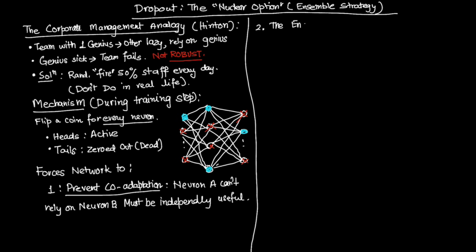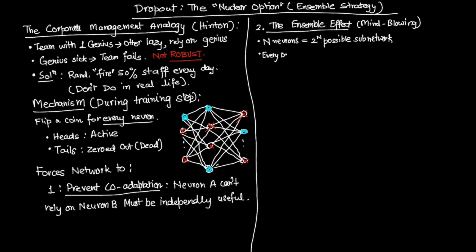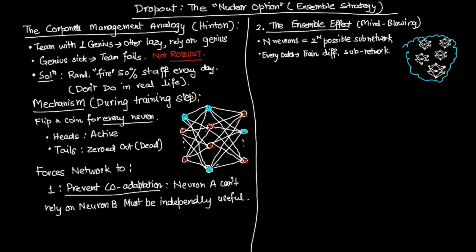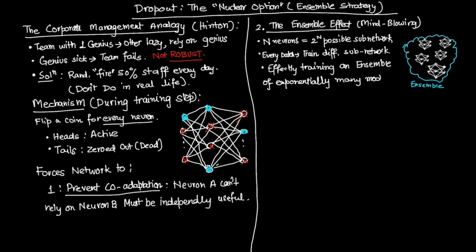And the second one is the ensemble effect. This is the mind-blowing part. If you have a network with n neurons, there are 2 to the power n possible subnetworks. Every time you run a batch with dropout, you're training a different subnetwork. Over time, you're effectively training an ensemble of exponentially many different models that share weights.